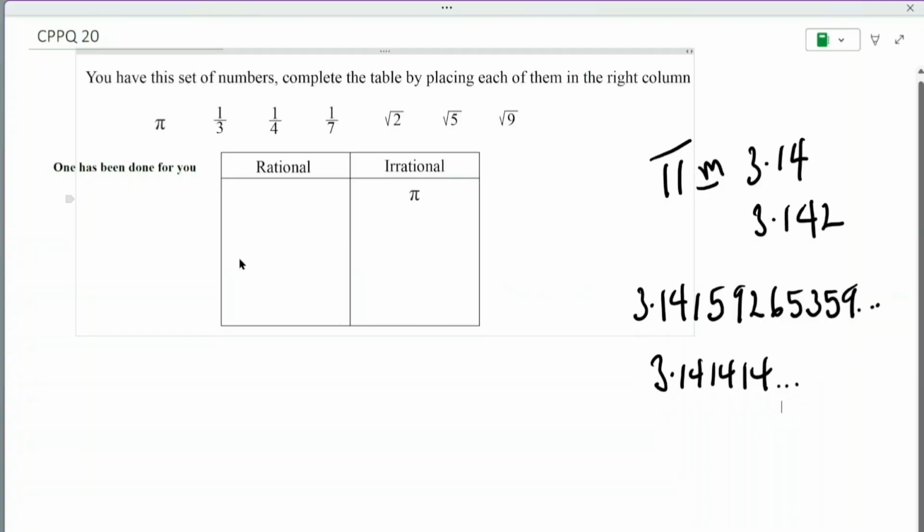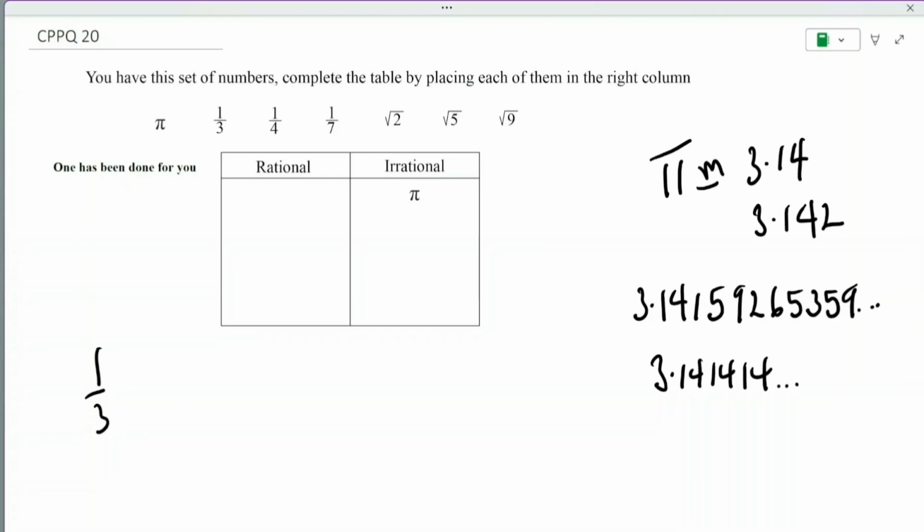The next is 1 over 3. For you to know if 1 over 3 is rational or irrational, we have to convert it from fraction to decimal. So you have 1 over 3. This question is not just testing you on your knowledge of rational and irrational numbers, but also on converting fractions to decimals. So 1 over 3 to decimal, you have your dividing sign, you have 1 on the inside, 3 on the outside. 3 is the denominator, that is dividing 1, and 1, which is the numerator, is inside.